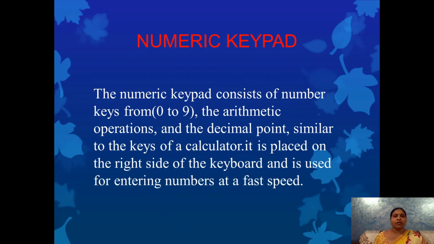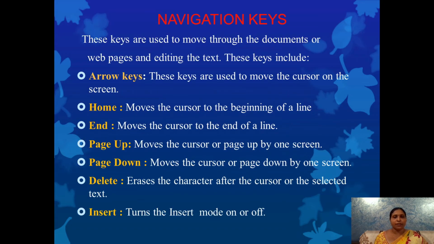Numeric keypad. The numeric keypad consists of number keys from 0 to 9, the arithmetic operations and the decimal point, similar to the keys of a calculator. It is placed on the right side of the keyboard and is used for entering numbers at a fast speed.